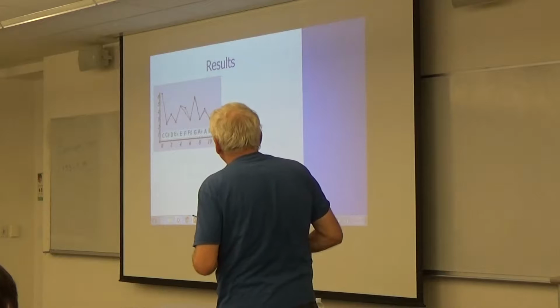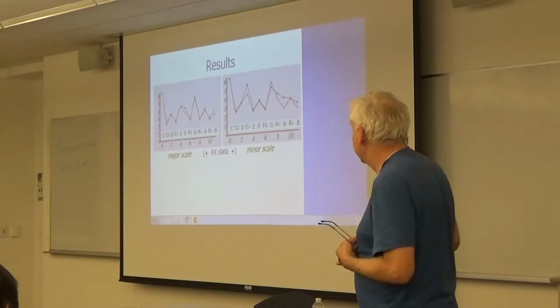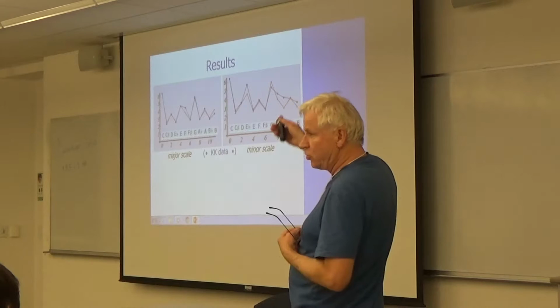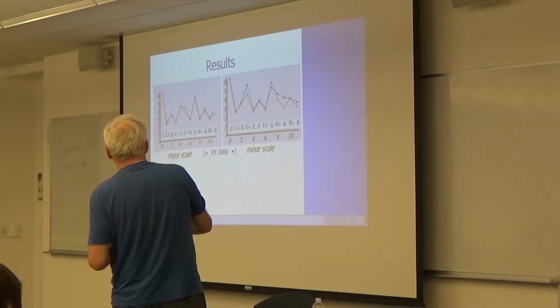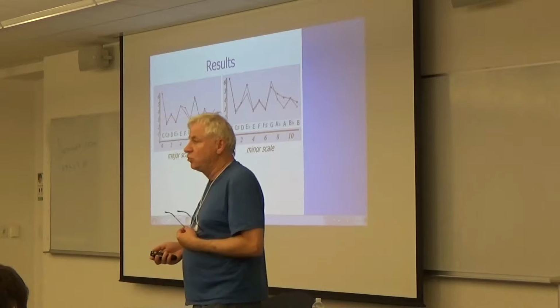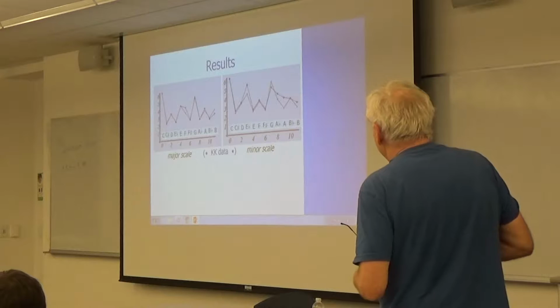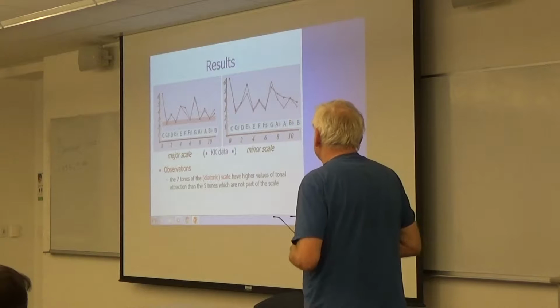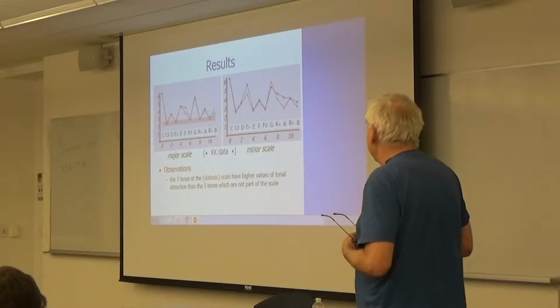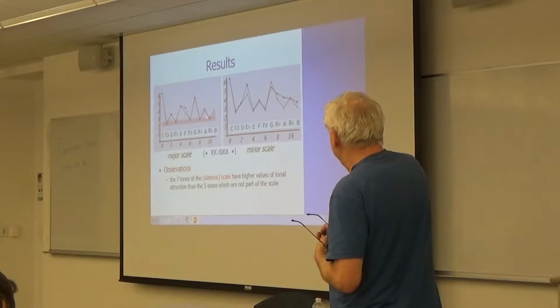The 12 tones are presented here. The context is, in the first case on the left-hand side, the major scale, and in the second case, the minor scale. I will concentrate on the major scale. The blue curve here is the data, and the red one is the fit to a so-called hierarchical model I will explain in a moment. What are the basic findings? The 7 tones of the diatonic scale have higher values of tonal attraction than the 5 tones which are not part of the scale. That's the first finding.